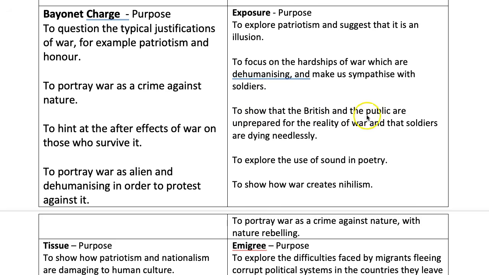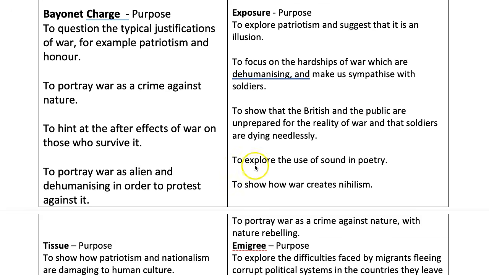To show that the British and the public are unprepared for the reality of war, and that soldiers are dying needlessly. And we see that in the description of the bullets rushing past this soldier. We can't believe that he actually survives. And we also see in the descriptions of him that he too is unprepared for the reality of war.